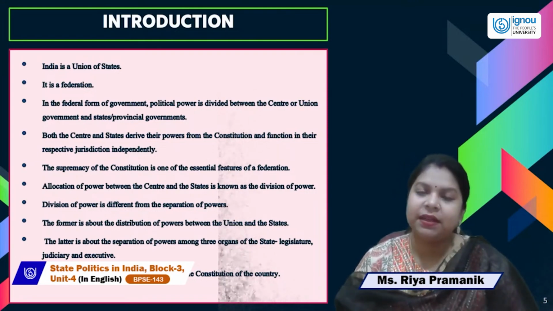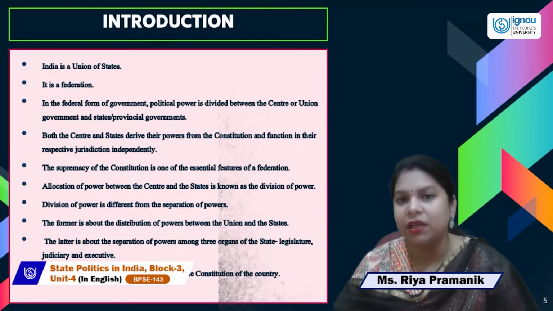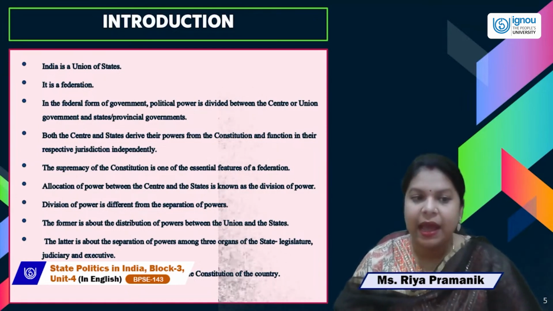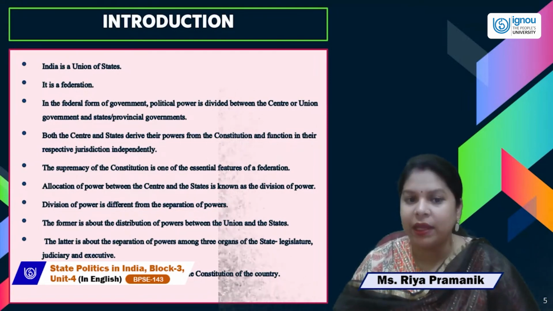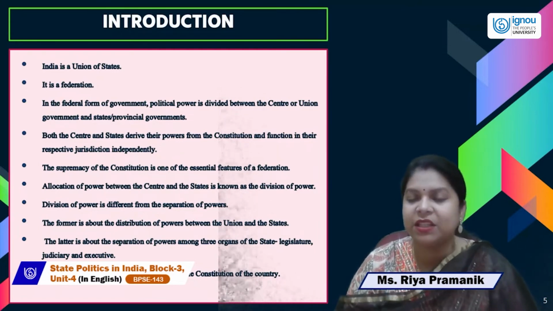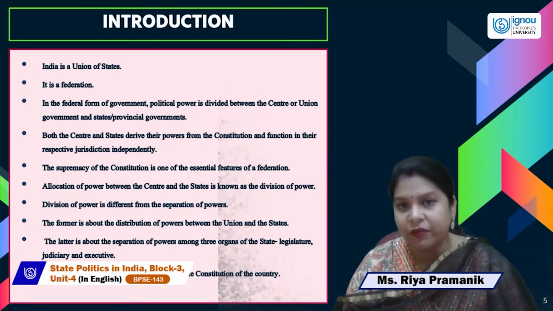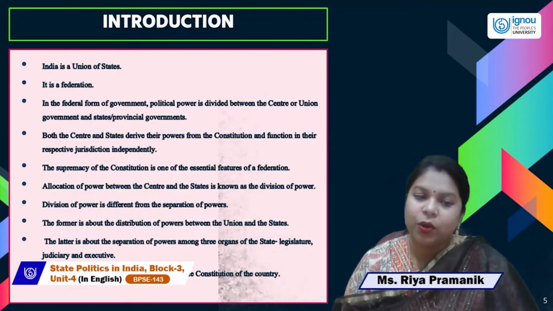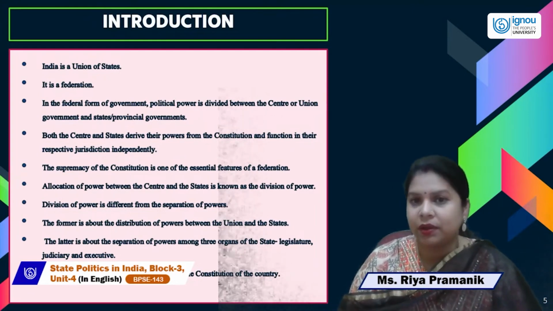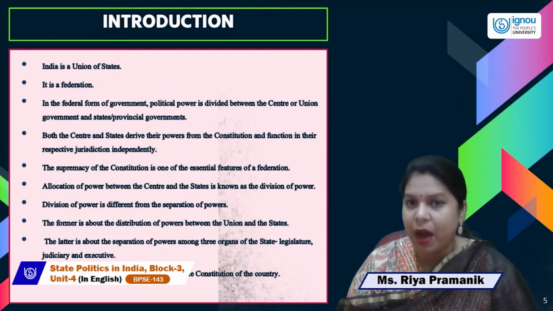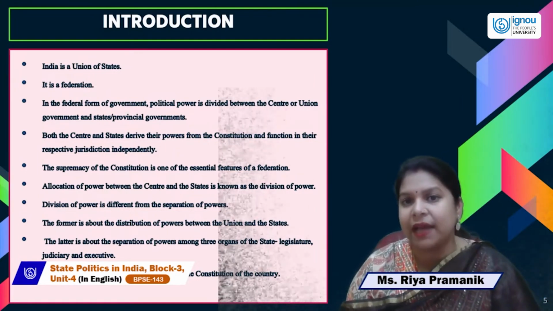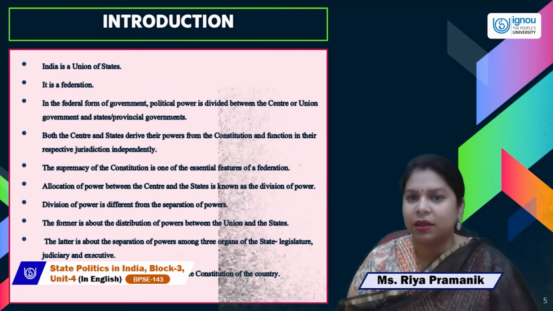So both center and states derive their powers from the Indian constitution, and they have their separate functions to be performed, and they are independent in their own areas. We always need to remember that the constitution is supreme and is one of the essential features of the federation. The allocation of power between the center and the states is known as division of power. As we studied, in a federal form of government the power is divided. So how is power allocated between the union and the states?